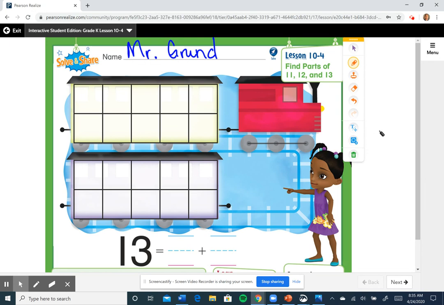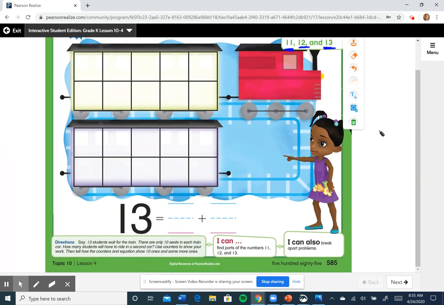And today we are on lesson 10-4, and we are finding parts of 11, 12, and 13. So we have Jada again. I think we've had Jada in every one of our papers this week. And it says she is on a train, and there are 13 students waiting for the train. There are only 10 seats in each train car. How many students will have to ride in the second car? Use counters to show your work. Then tell how the counters and equations show 10 and some more in cars.